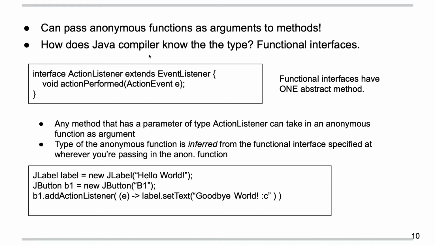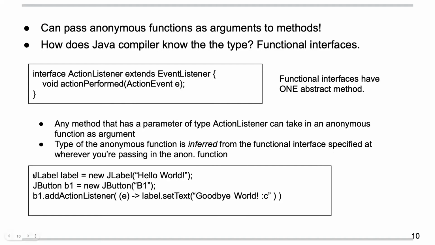So going back to GUIs, if you recall, we have something called an action listener. This is an interface that essentially just defines one abstract method. And these interfaces we call functional interfaces. So now for any method that has a parameter of type action listener, we can actually pass in an anonymous function as an argument, as long as the return types match up. What happens is the type of the anonymous function is essentially just inferred from the functional interface that's specified where you're using this anonymous function.